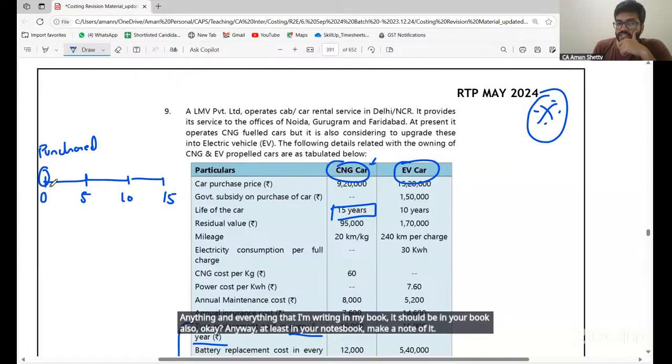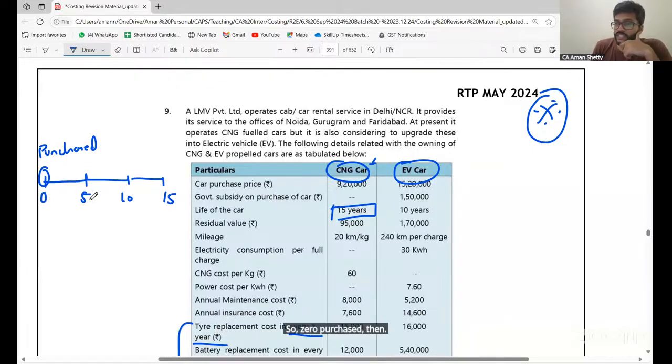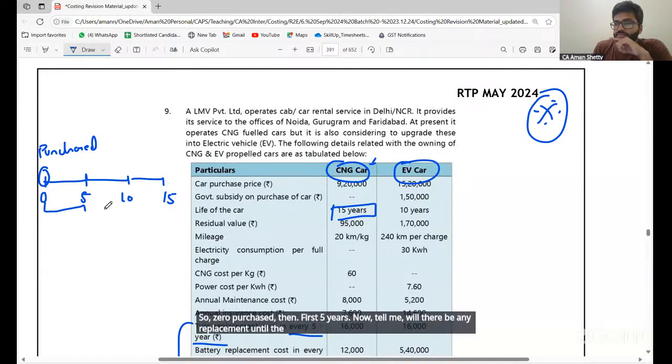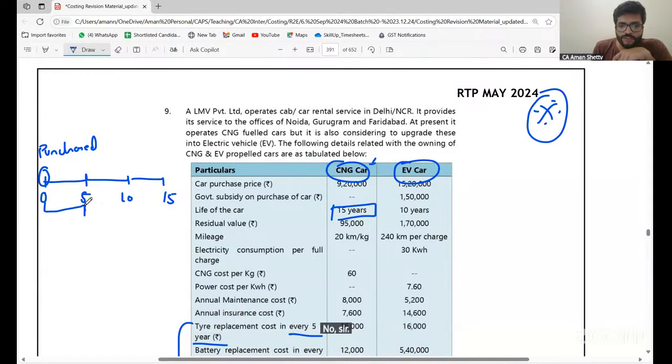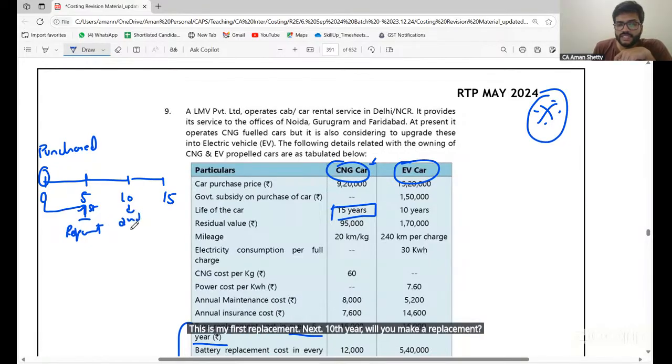So 0 purchased. Then first 5 years. Now tell me, will there be any replacement until the fifth year? No, sir. In the fifth year you'll make the first replacement. Am I right? Yes, sir. This is my first replacement. Next, 10th year, will you make a replacement? Yes, sir. This is my second replacement. Now, 15th year, will you make a replacement? No, sir.